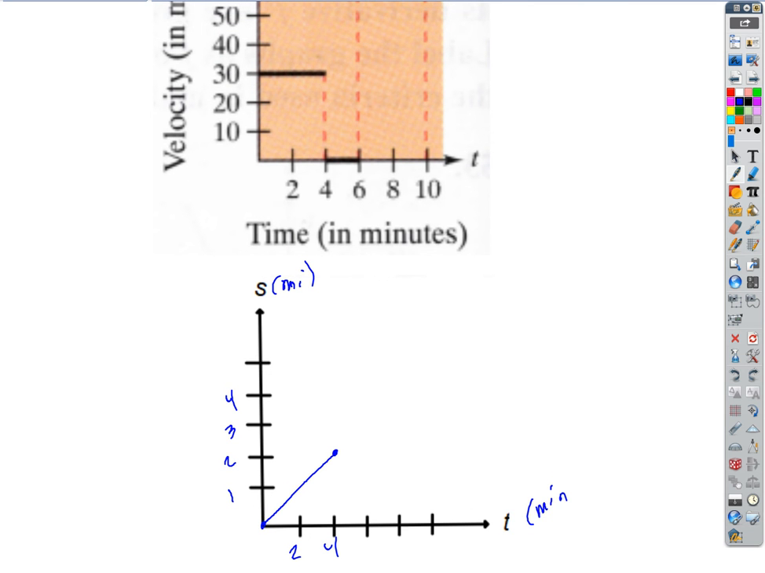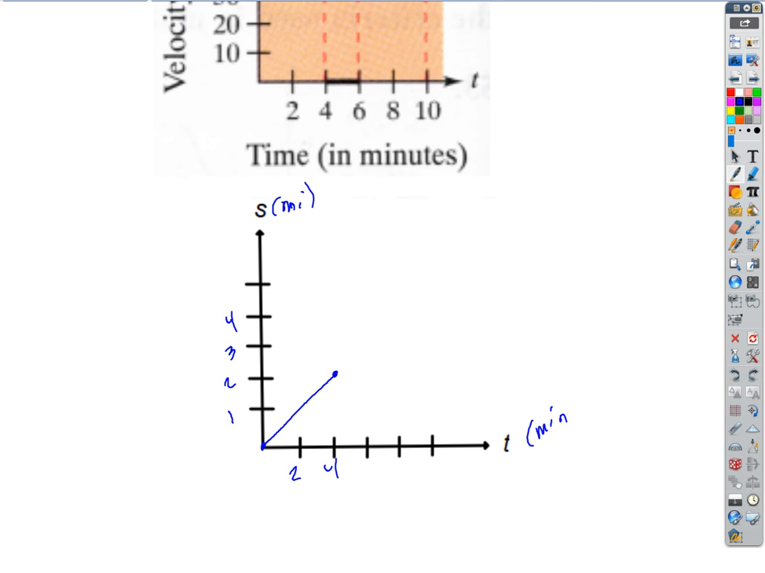Now what? Between 4 and 6, it should be... What does that mean? I'm not going to say anything. You tell me exactly what to draw here. Okay, so I'm going to go over to here, and the suggestion is I just go straight across. That's what you're saying, right? Everybody agree with that? Yes. Why? Because the slope was 0. If the value of the derivative is 0, the slope of the function is 0, right?